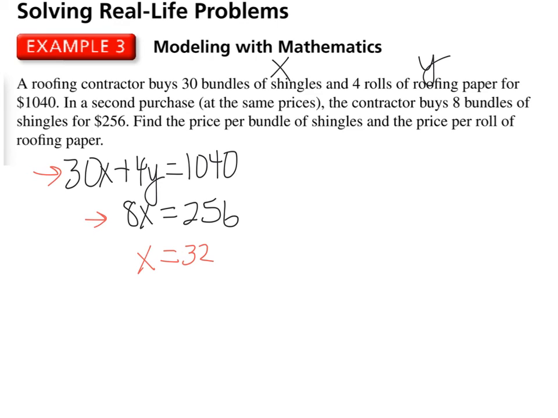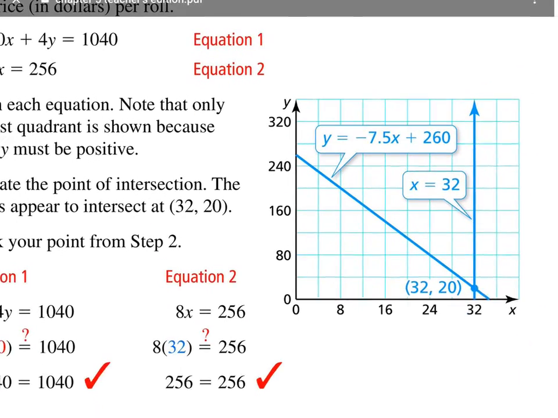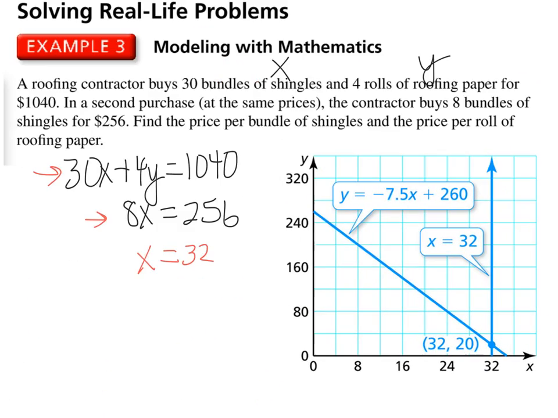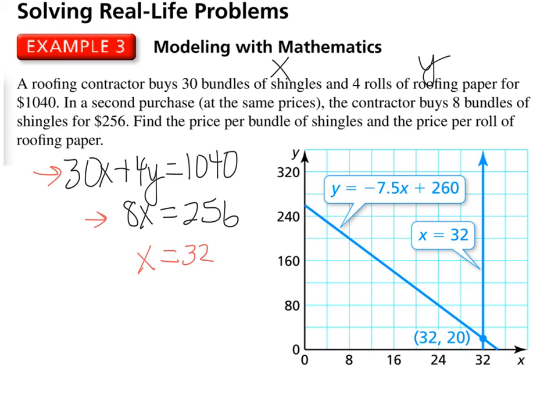Once again, I'm not taking the time to go over how to graph because by now you should know how to do that. Make sure your graphs are accurate. Your graphs need to be accurate. A little bit of a mistake there, but here we go. You will notice that we cannot have a negative amount. So my graphs don't go below the x-axis or to the left of the y-axis. If I solve this one for y, you would get y equals negative 7.5x plus 260, and x equals 32 as a vertical line.